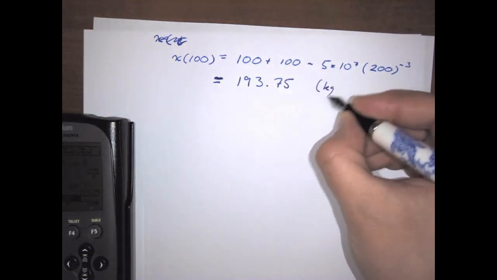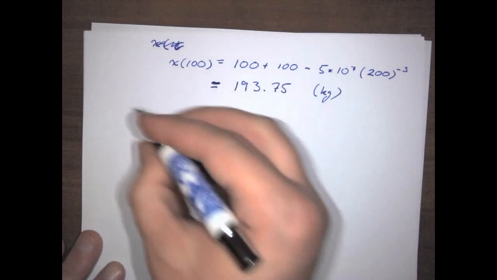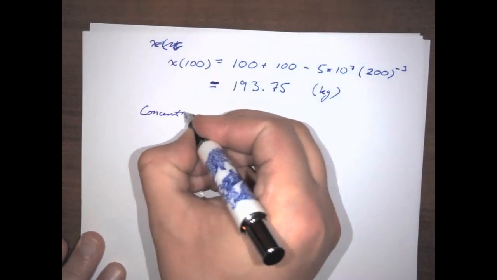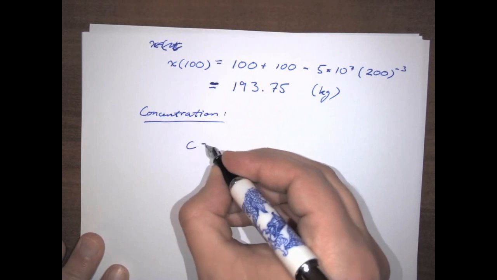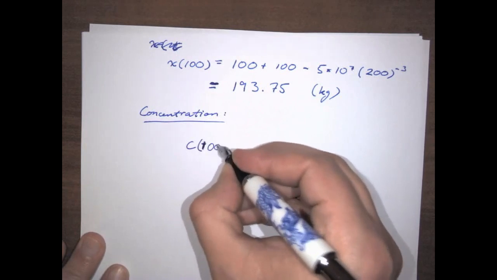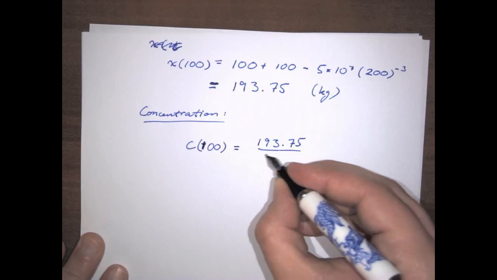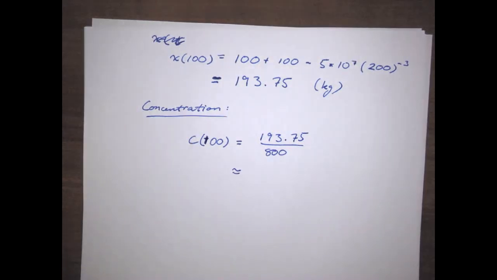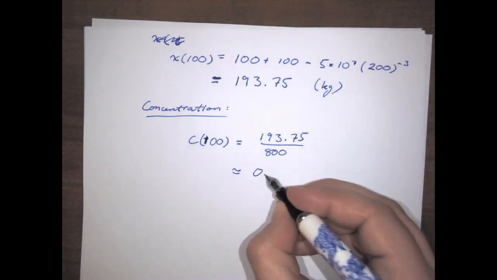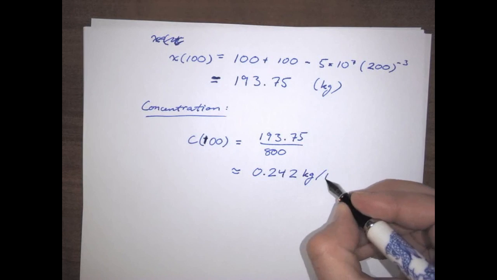And these are kilograms. And then to get the final concentration when it is full, which was what the original question asked, so then the concentration C of 100 divided by the 800 liters that the tank can hold is going to be approximately equal to 0.242 kilograms per liter.